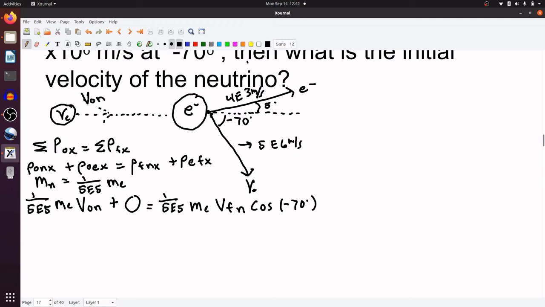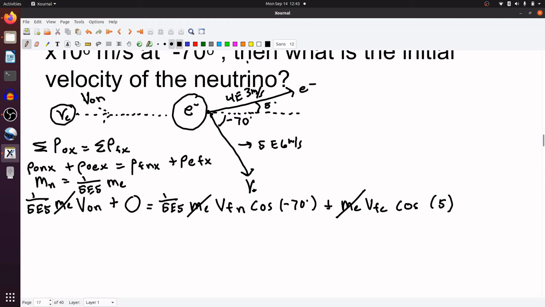Okay, there's that. Then the mass of my electron times the final velocity of my electron, and then we have to find its component, which is also going to be cosine. But its angle is not negative 70, its angle is 5. The reason I express it in terms of the electron is that I can cancel out all of my m_e's, and I don't have to worry about the fact that it's 9.11 times 10 to the negative 31st. It makes the calculations a bit simpler.